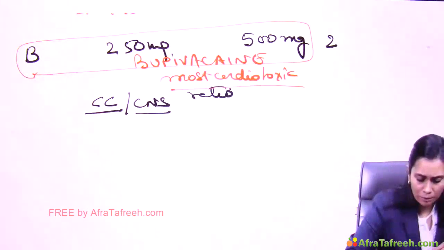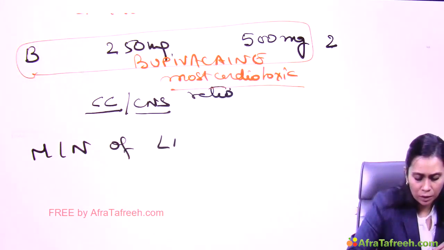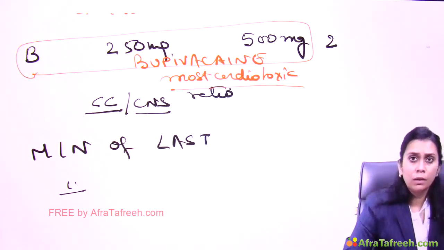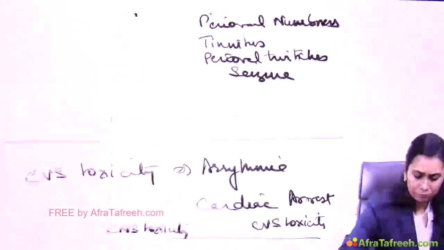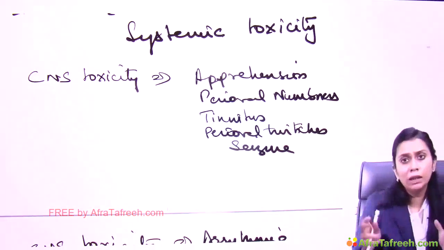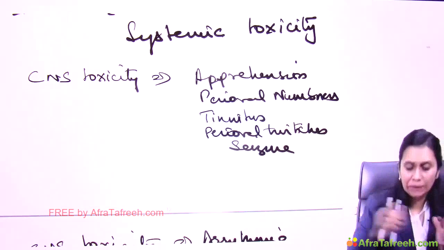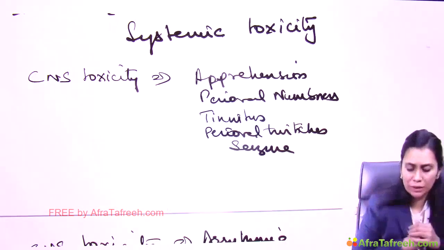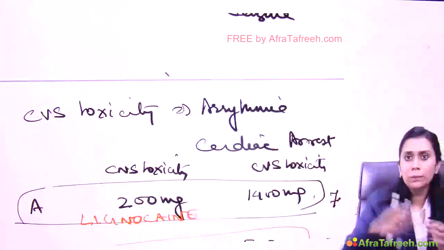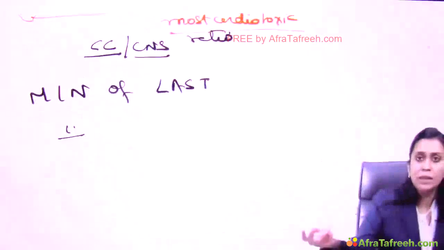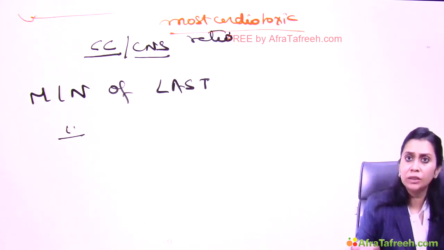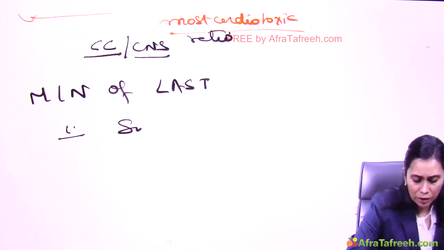Now, how do I manage this systemic toxicity? Management of LAST is symptomatic, according to the features. If my patient is complaining of apprehension, I reassure the patient. Perioral numbness, I reassure the patient. Tinnitus, I sedate the patient. Perioral twitches, I reassure or sedate the patient. Seizure, I give anti-seizure medication. Arrhythmia, depending upon the type of arrhythmia I manage. Cardiac arrest, I do CPCR. Got it? Any cardiac arrest, we do cardiopulmonary cerebral resuscitation. So symptomatic management.